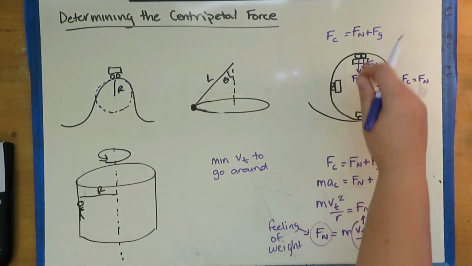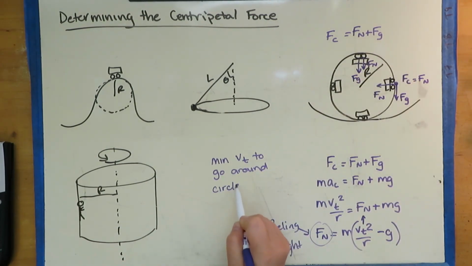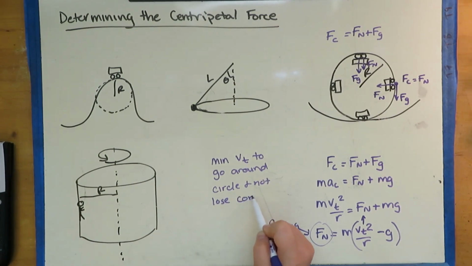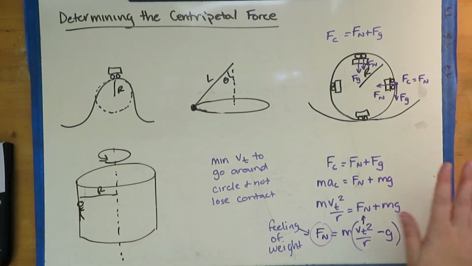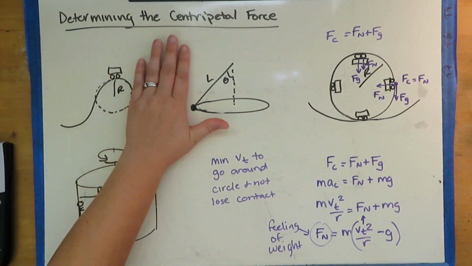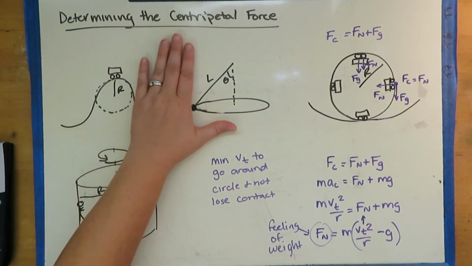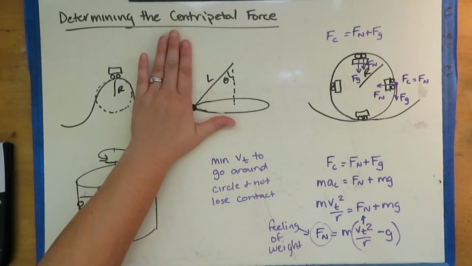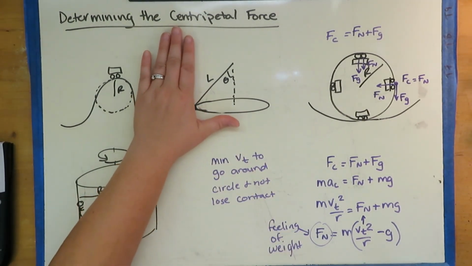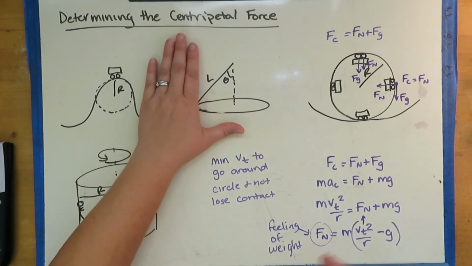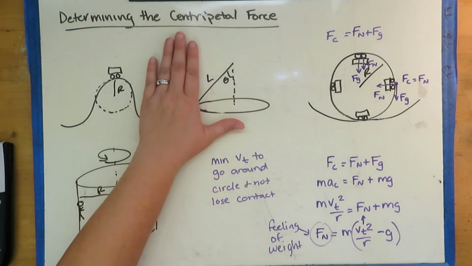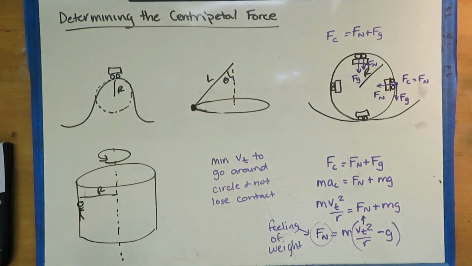Well, if I wanted to find the minimum speed to go around the circle and not fall off the track, and we call that losing contact, what would I have to assume? Well, I can basically have contact with the table here and not put any pressure on it. If I don't put any pressure on the table, then I don't have any normal force. So if I'm just hovering, in contact but not actually exerting any force on the table, then I have no normal force.